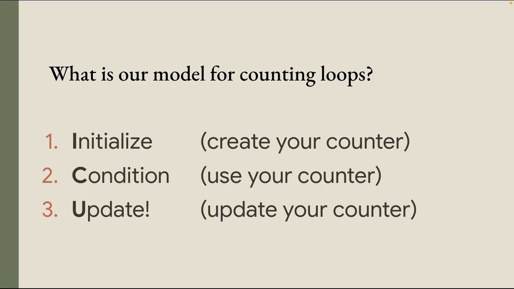The first step is creating that counter so we can give C++ some way to stop the loop eventually. The second step is the condition where we're going to use that counter. We're going to say, has our counter reached some maximum value or some minimum value? And then to get it to that condition, we need to update it. Without the update step, you're always going to get that infinite loop, or it's just not going to go into the loop at all. Questions on the model?